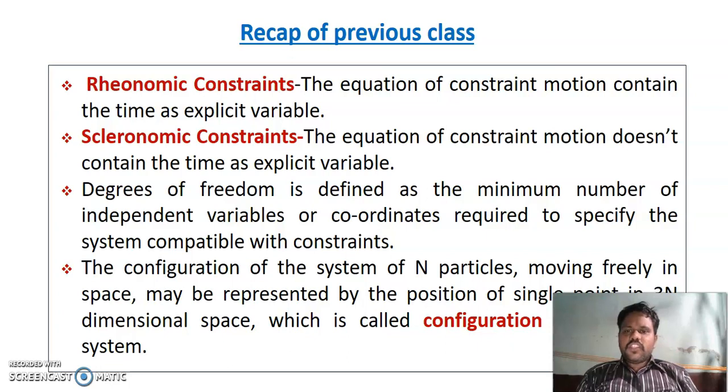The degrees of freedom is defined as the minimum number of independent variables or coordinates required to specify the system which are compatible with constraints. And the configuration space: the configuration of a system of n particles moving freely in space may be represented by the position of a single point in 3n dimensional space, which is called the configuration of a system.